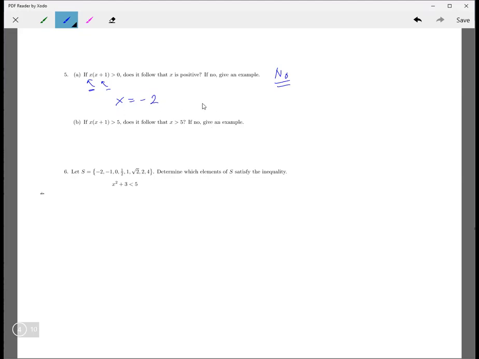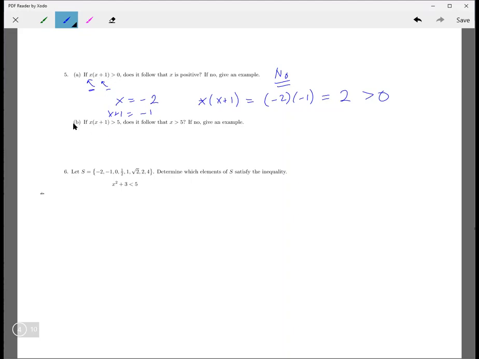Because then you're going to have, so x is -2, that means x plus 1 is -1, right? And then x times x plus 1 is going to be -2 times -1, which is 2, which is positive, which is greater than 0. So here's a negative number, -2, that satisfies this inequality.